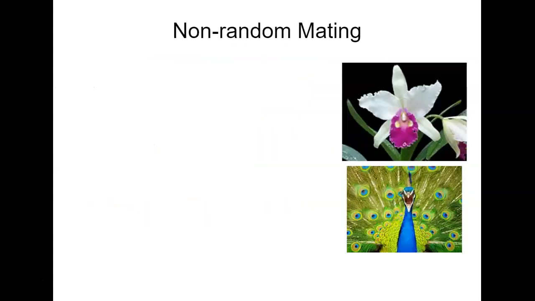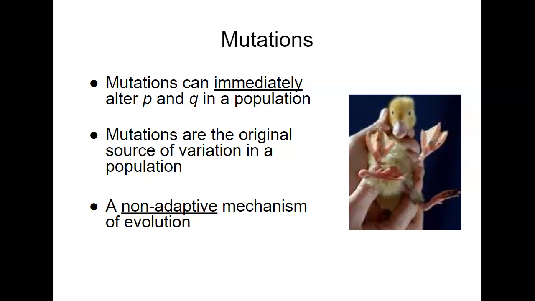Mutation can happen immediately, and we've learned that before. It can alter the p and q in a population. Mutations are the original source of variation. It happens by random chance, so it is not an adaptive thing. And depending on if it's good or bad, it can then have consequences in terms of the allele frequencies in a population.